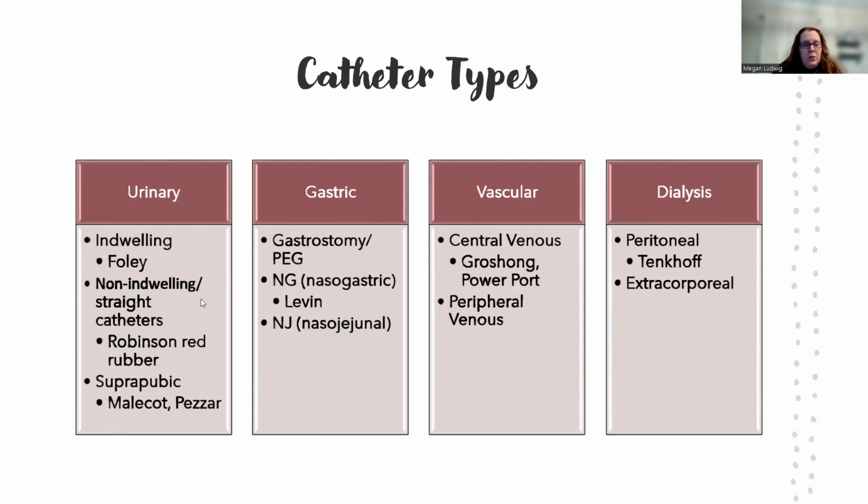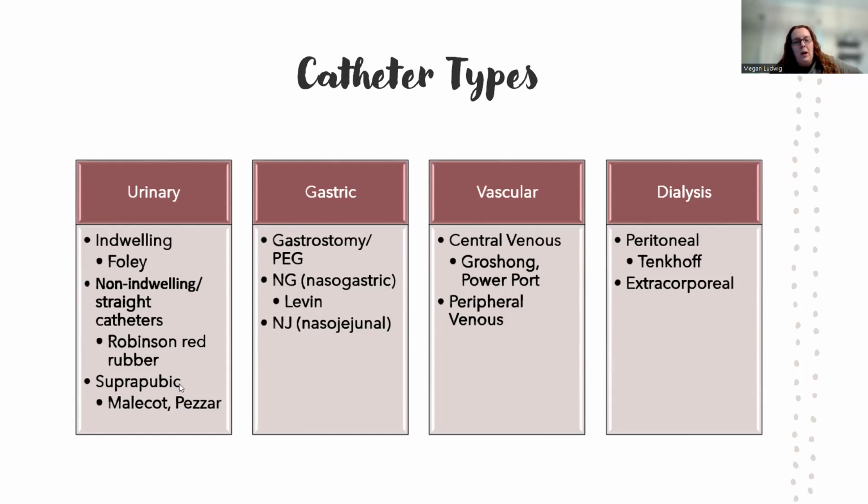And the non-indwelling is not going to stay in place. It's just for a short term. You're going to slide it in the urethra, catch the urine with a basin, and then take it right back out. So it's just to drain the bladder once. And the version of that we always call a Robinson or a red rubber catheter, it's non-indwelling.